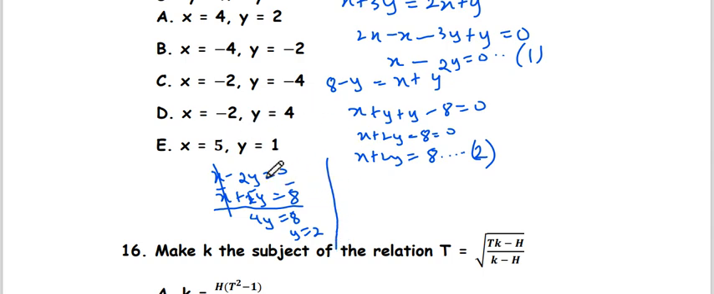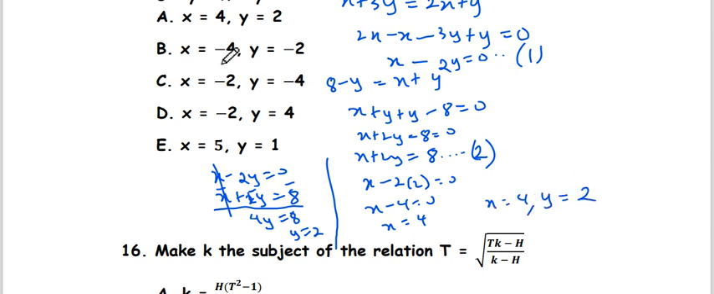So to get our x now, we plug this into equation 1. So that will be x minus 2 bracket 2 equal to 0. x minus 4 equal to 0. x equal to 4. So x is equal to 4, y is equal to 2. That's option A.